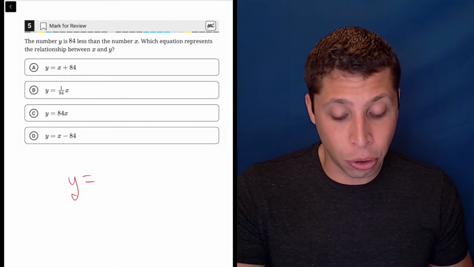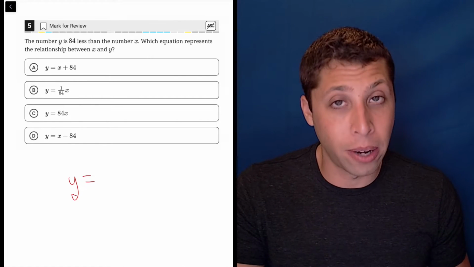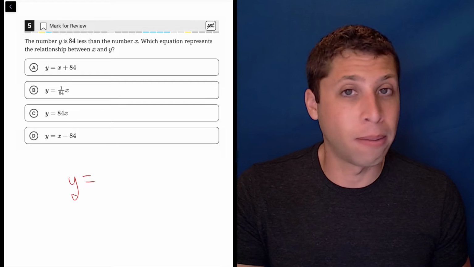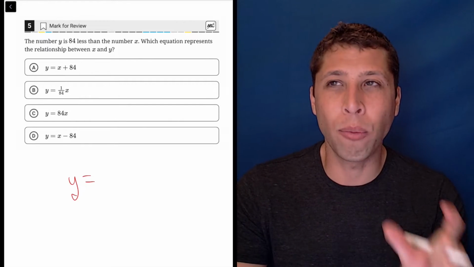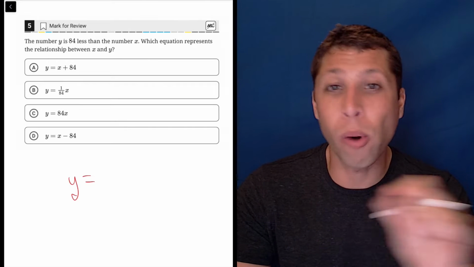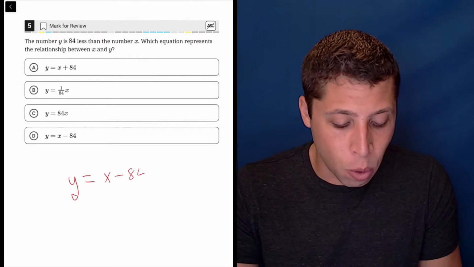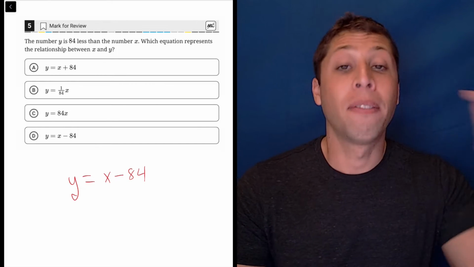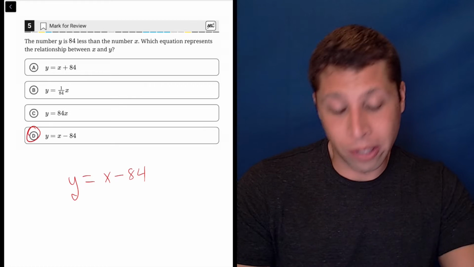Now this isn't an answer choice, but I could see where people would go wrong here is by writing the number 84 next. The problem is when we have subtraction, things tend to read backwards. They read in one direction, but then we write it in another, because 84 less than the number x means we're subtracting 84 from x. So it's going to become x minus 84, which is choice D.